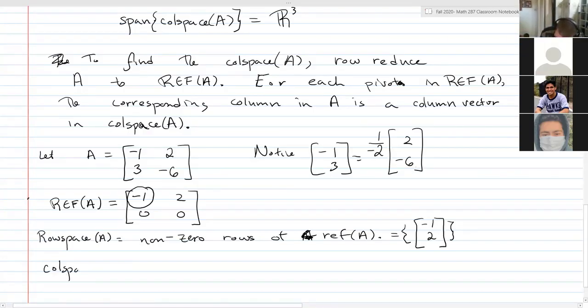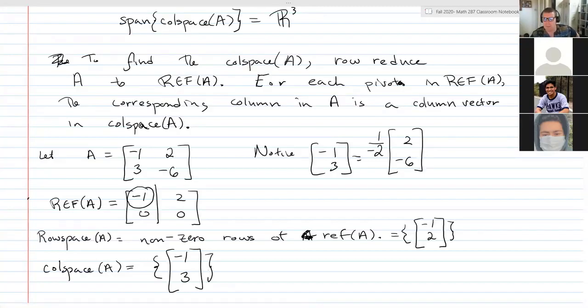So my column space, I'm going to eliminate that one, right? I'm going to just take the one where I have a pivot, right? (-1, 0). So column space of A, okay, is going to then equal (-1, 3). So I'm going to go back to the original matrix A, and I'm going to plug in my vector. Okay, so I'm going to plug in my vector there.